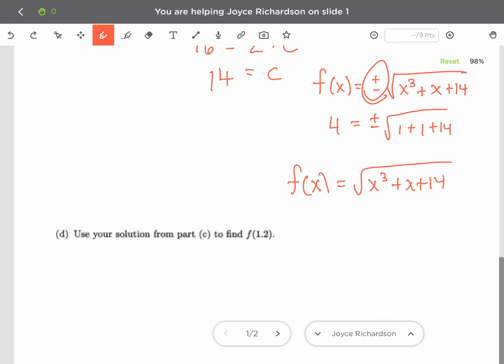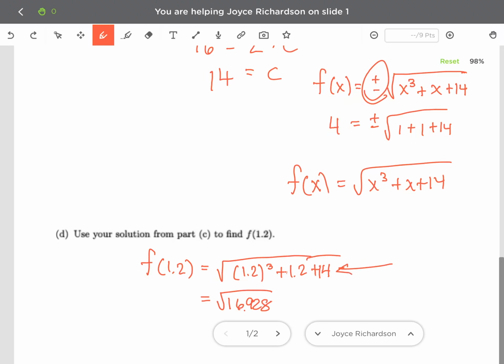Okay, use your solution from part C to find f of 1.2. So f of 1.2 would have been just the square root of 1.2 cubed plus 1.2 plus 14. Guys, this is a non-calculator. So those of you who went ahead and got the actual square root, approximately 4.114, I'm not quite sure how you got that, because I did the arithmetic and got that this was the square root of 16.928 and left it. Or I would have just left it here.